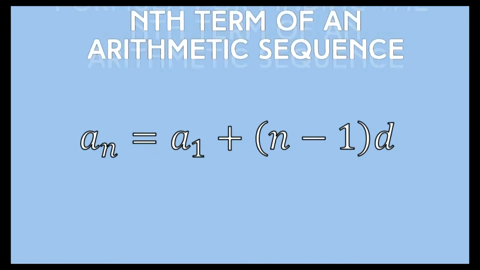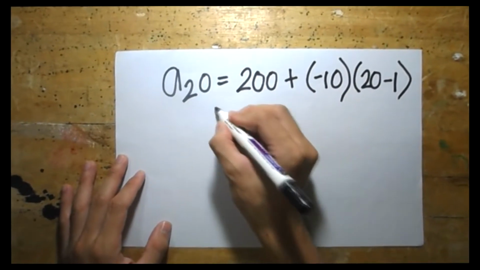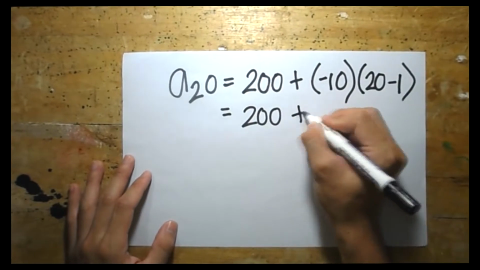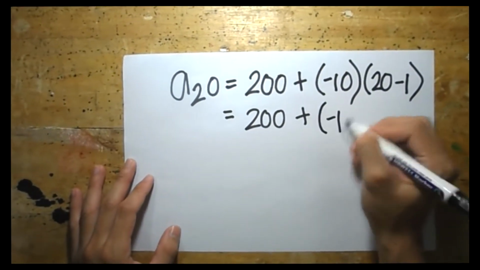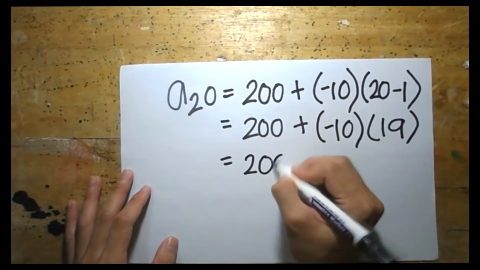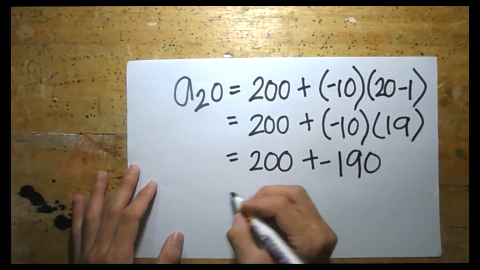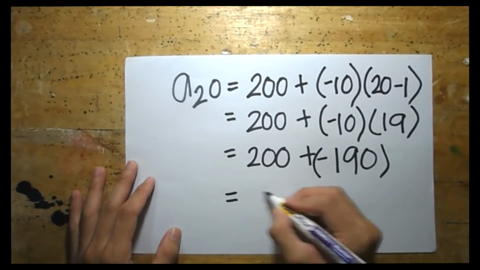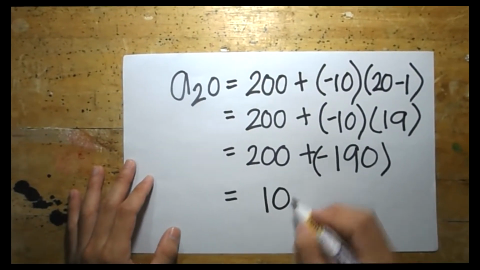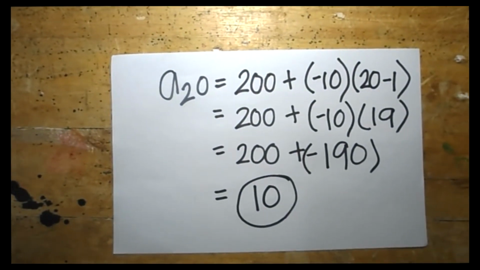Since the formula for finding the nth term is A sub n is equal to A sub 1 plus n minus 1 multiplied by D, first, subtract 1 from 20, which is 19. Then, multiply 19 by -10, then you get -190. Add 200 and -190, and the final answer is 10. So, the 20th term is 10.